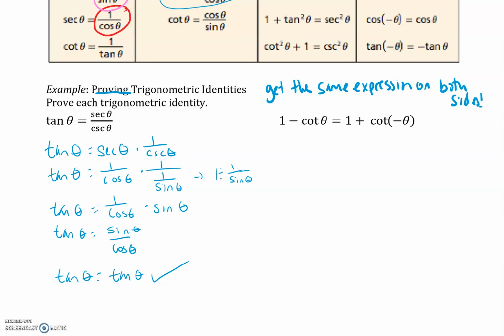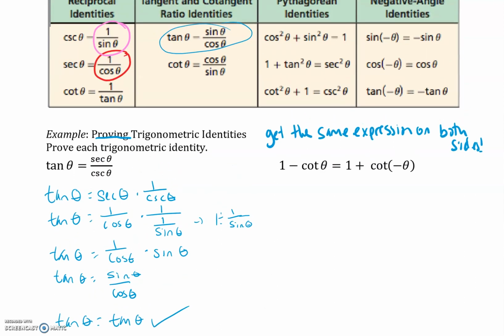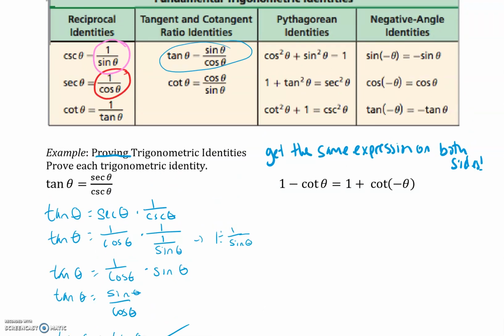So we have 1 minus cotangent theta equals 1 plus cotangent of negative theta. So again, you kind of choose, right, which one you want to manipulate and which side you might want to keep the same. And sometimes it actually would be helpful to manipulate both sides. It's up to you, right? Again, whatever you're more comfortable with. But I'm going to say, let's leave this 1 minus cotangent theta on its own because I see this negative theta, which makes me think, okay, I've got some negative angle identities. Let's work with that. But I don't see a negative identity for cotangent.